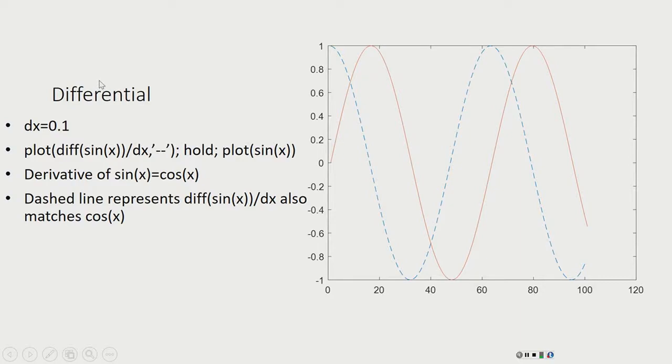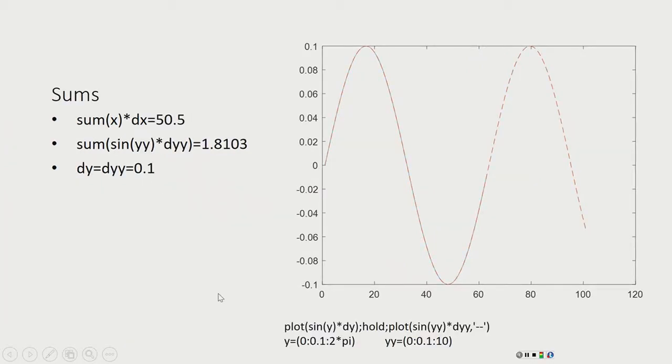Okay. So then the differential here, I have again the same sine x graph. I have plotted the differential here with the dashed line, which represents the differential, which is equal to cosine. I'm not sure how to say that other than the derivative of sine is cosine. It shows the derivative of sine is cosine.